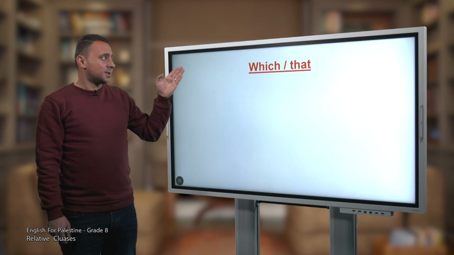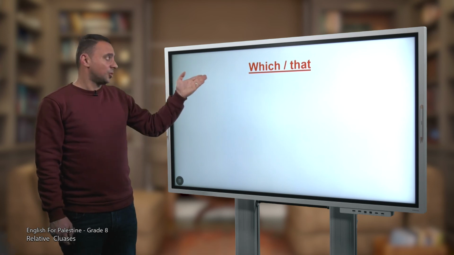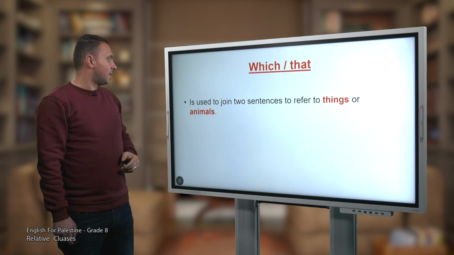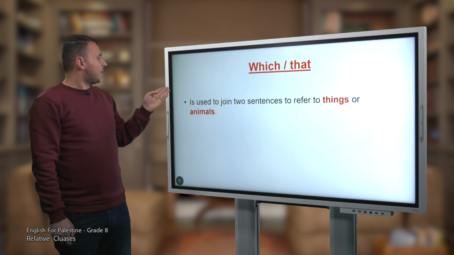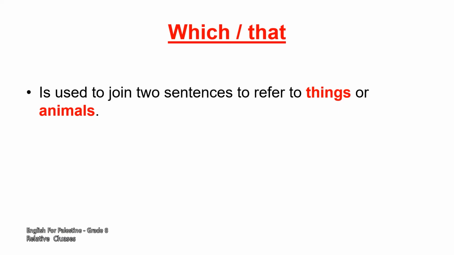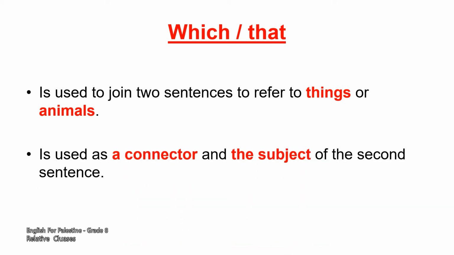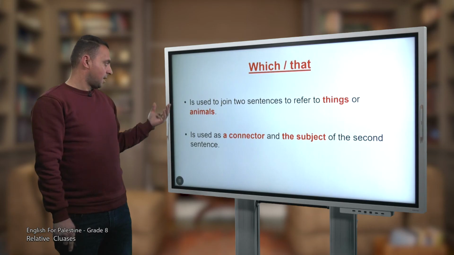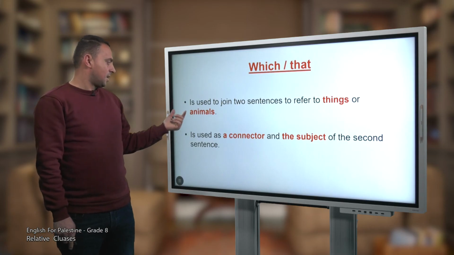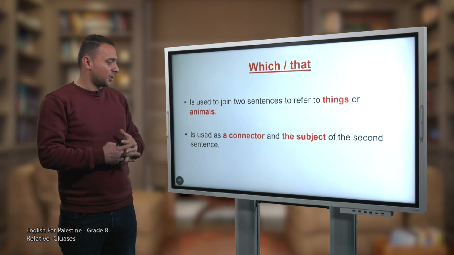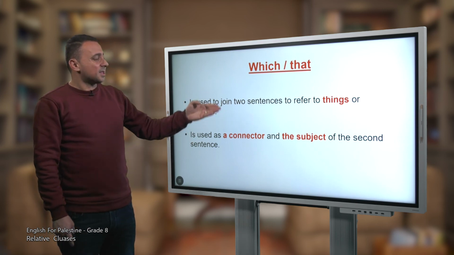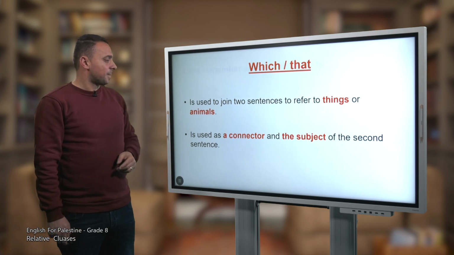What about which or that? When do we use which or that? Let's see. Which or that is used to join two sentences to refer to things or animals. And which or that is used as a connector and the subject of the second sentence.